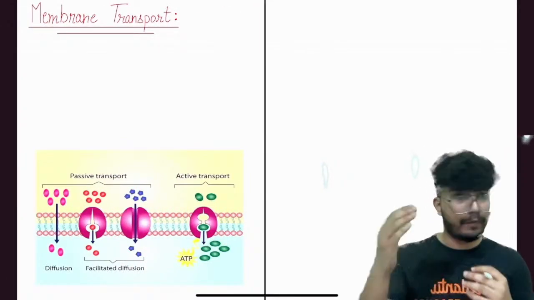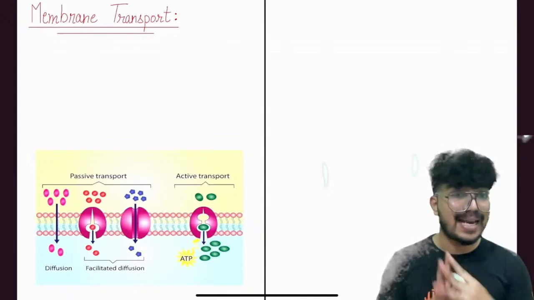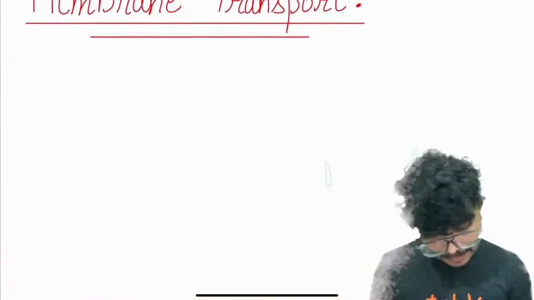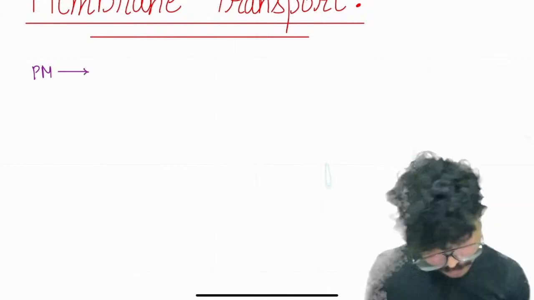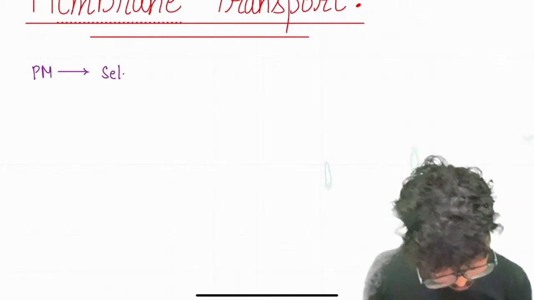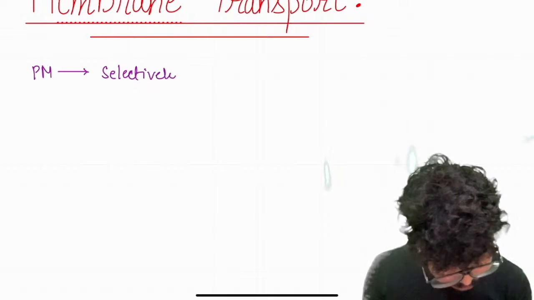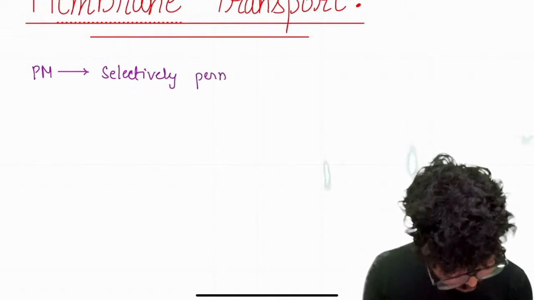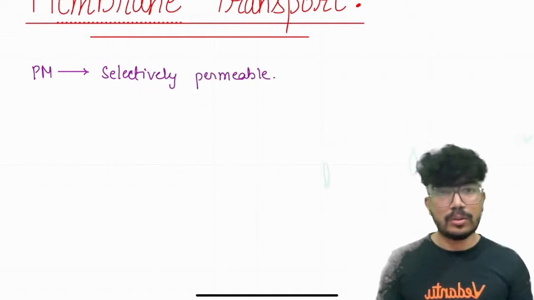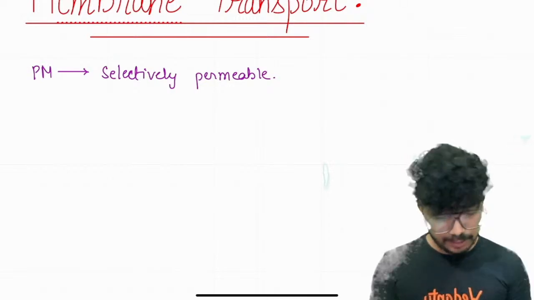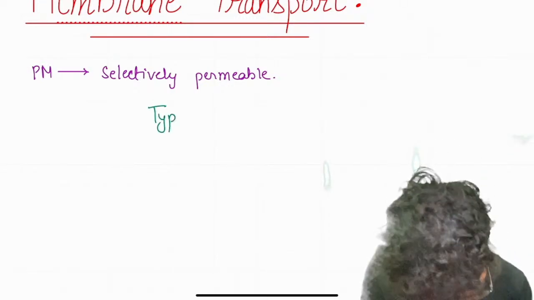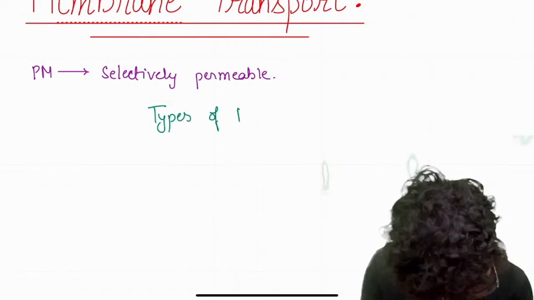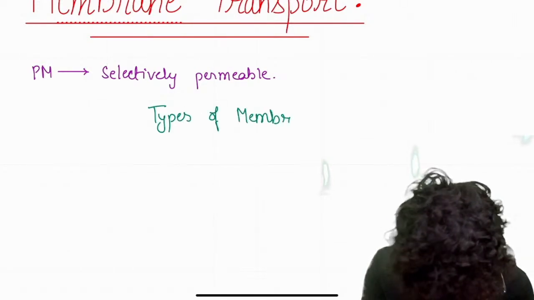Obviously, you know that the plasma membrane is selectively permeable. We have been studying this since junior classes, that the plasma membrane is selectively permeable. So let's talk about the types of membrane transport.